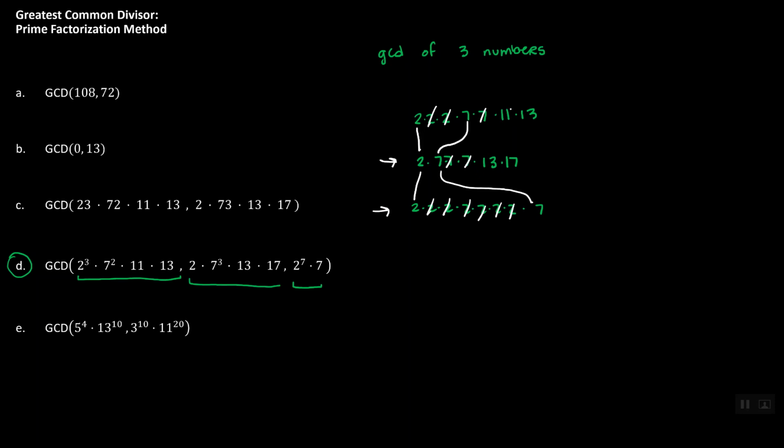11 doesn't show up in any other number. 13 does show up in 2 of the numbers, but not the third, so 13 is out. And then 17 doesn't show up in any other number. So the only thing that showed up in all three numbers was a single factor of 2 and a single factor of 7. Multiply those together to find that our GCD is 14. 14 divides each one of these three numbers.